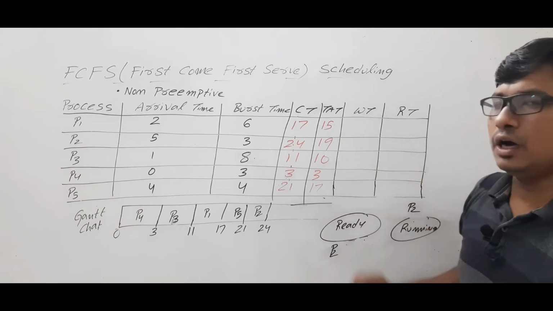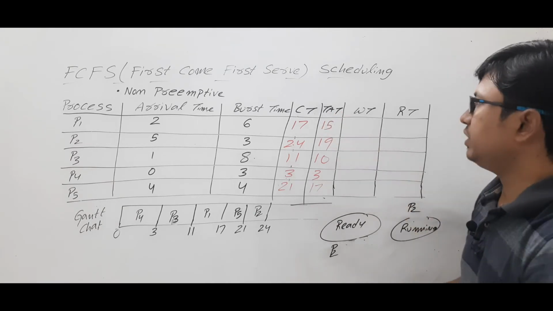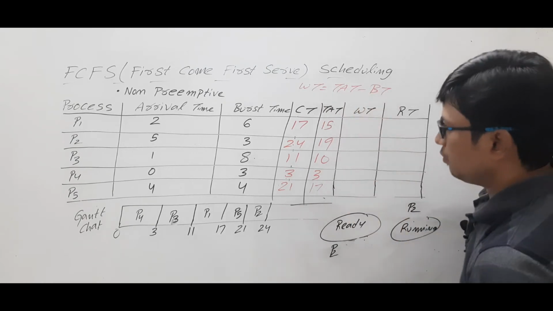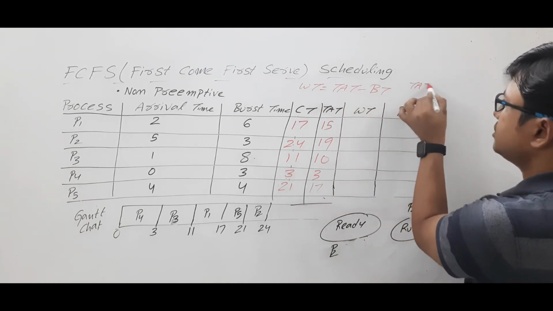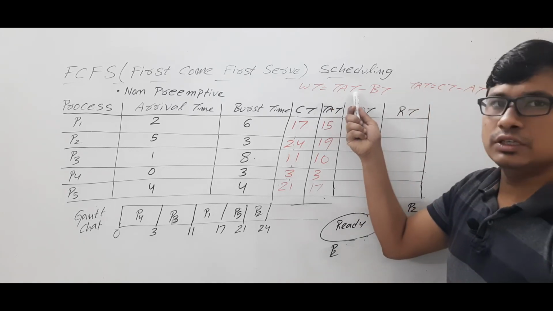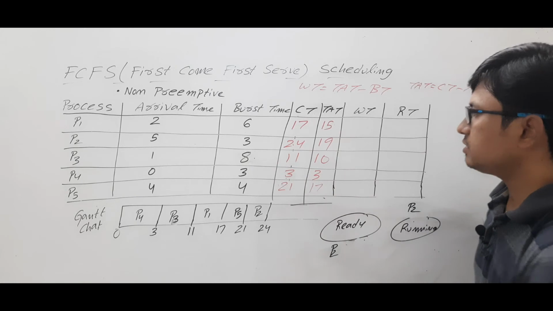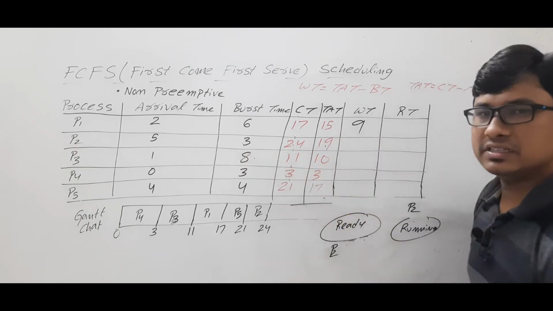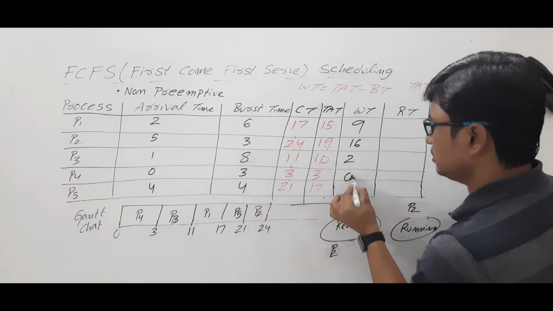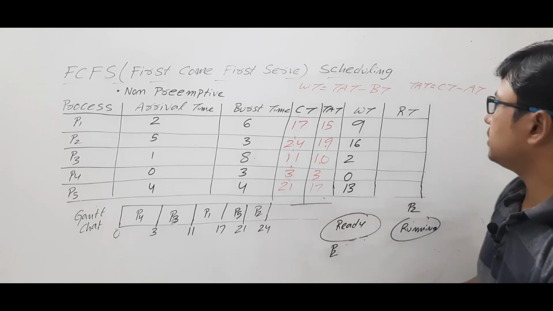Now we will compute the waiting time of each process, how much time the process has waited, which is nothing but waiting time equal to turnaround time minus burst time, whereas turnaround time is equal to completion time minus arrival time. So waiting time is equal to turnaround time minus burst time. Turnaround time is 15, burst time is 6, 15 minus 6 is 9, 19 minus 3 is 16, 10 minus 8 is 2, 3 minus 3 is 0, 17 minus 4 is 13. Now we will compute the response time.